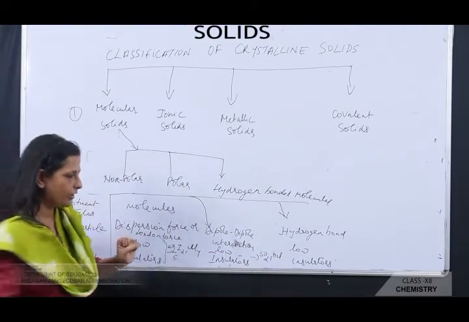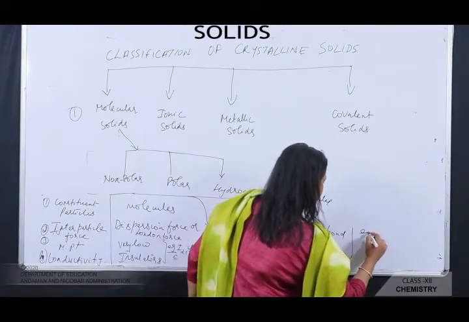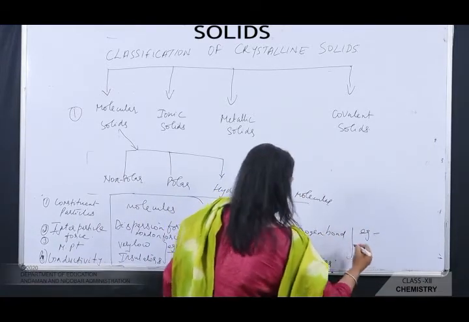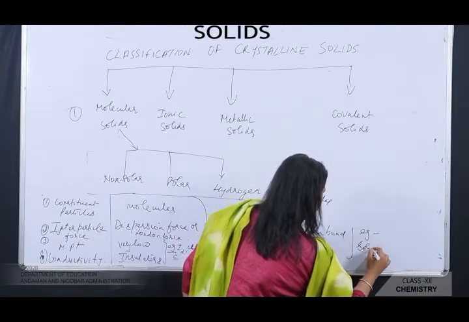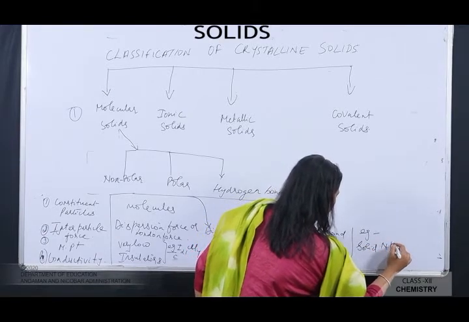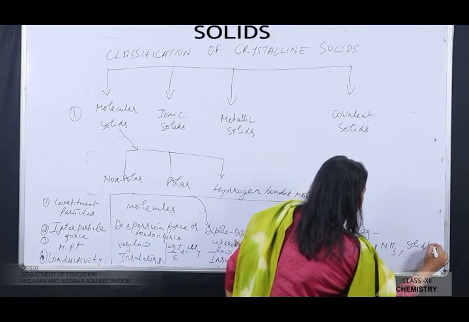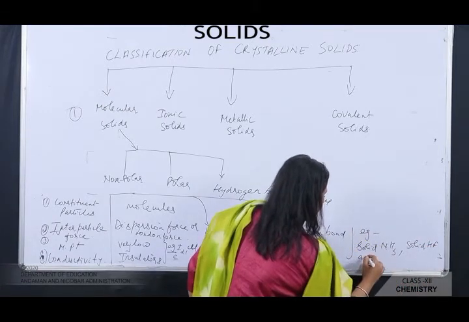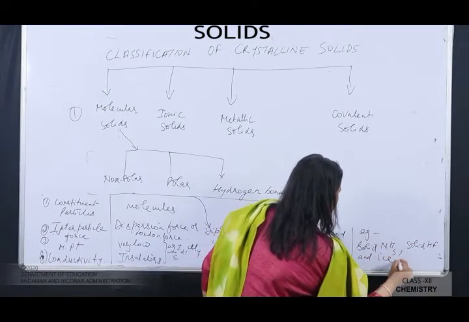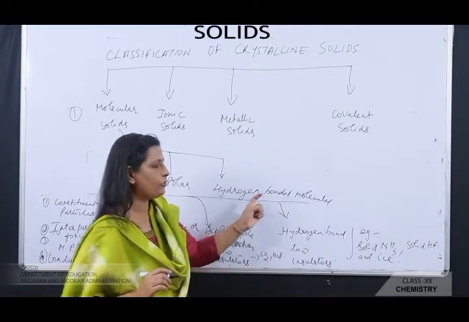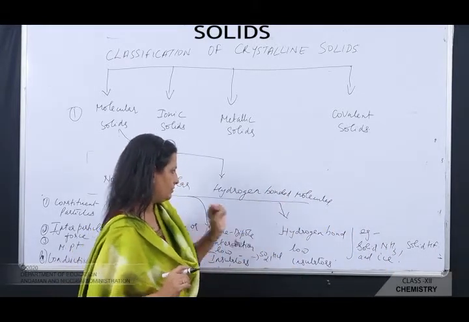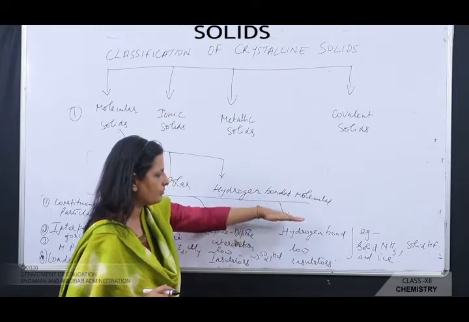And for hydrogen bonded, examples are solid NH3, then you have solid HF, and ice. So all these are what? Hydrogen bonded polar molecules, that is, the bond is hydrogen bond.